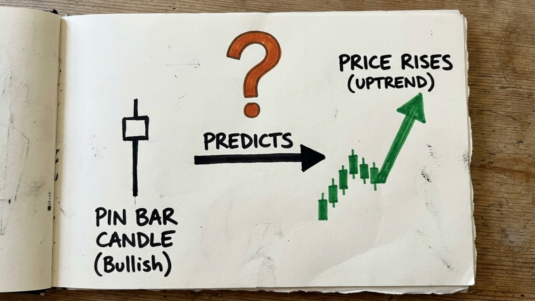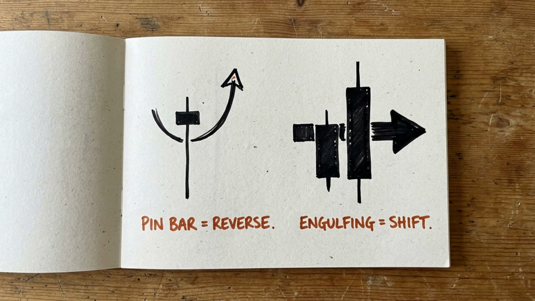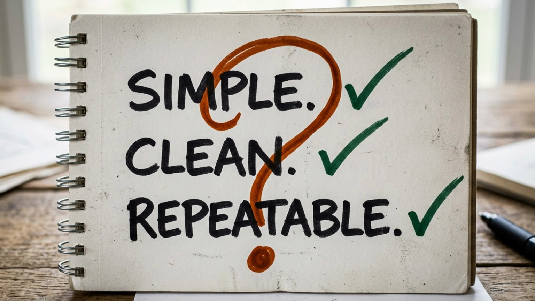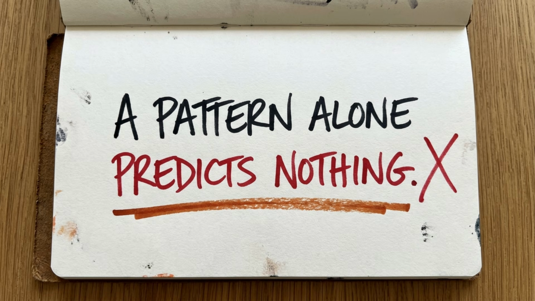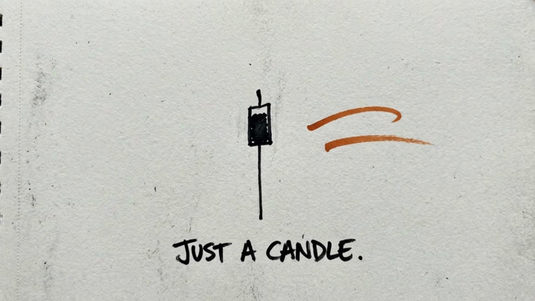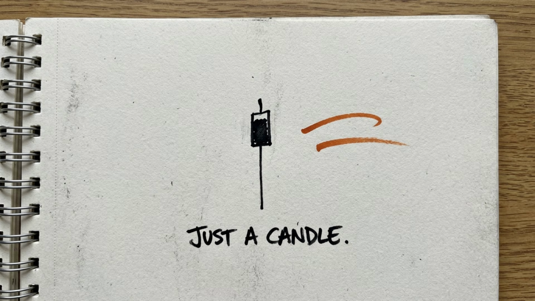You were taught that patterns predict price. See a pin bar, price reverses; see an engulfing candle, momentum shifts. Simple, clean, repeatable. Here's the reality. A candle pattern by itself predicts nothing. A pin bar at a random level on a random time frame is just a candle. It has no edge, no meaning, no power.